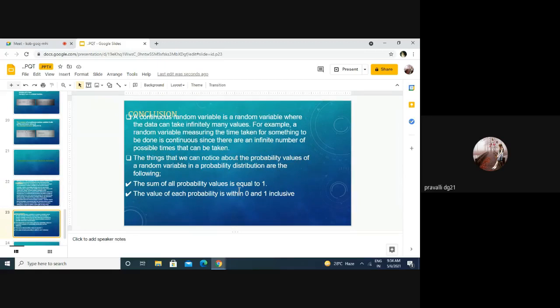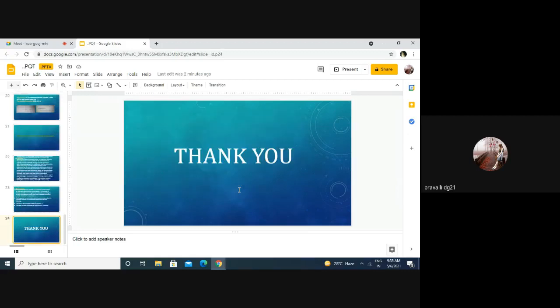Finally, the conclusion we draw from all this is that a continuous random variable is a random variable where the data can take infinitely many values. For example, a random variable measuring the time taken for something to be done is continuous, since there are an infinite number of possible times that can be taken. The things that we can notice about the probability values of random variables in a probability distribution are that the sum of all probability values is equal to 1, and the value of each probability is within 0 and 1 inclusive.